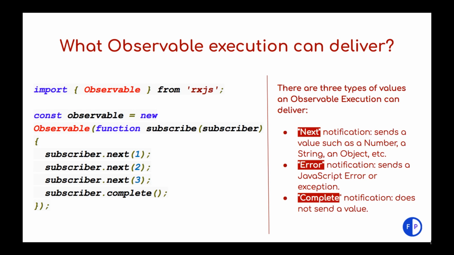Next notification actually sends a value. It could be a number or a string or an object. Error is where you need to send some JavaScript error or exception. For example, if you connect with a REST API and somehow you do not get the data, then you can return an exception which can reach all the subscribers of this observable, right?